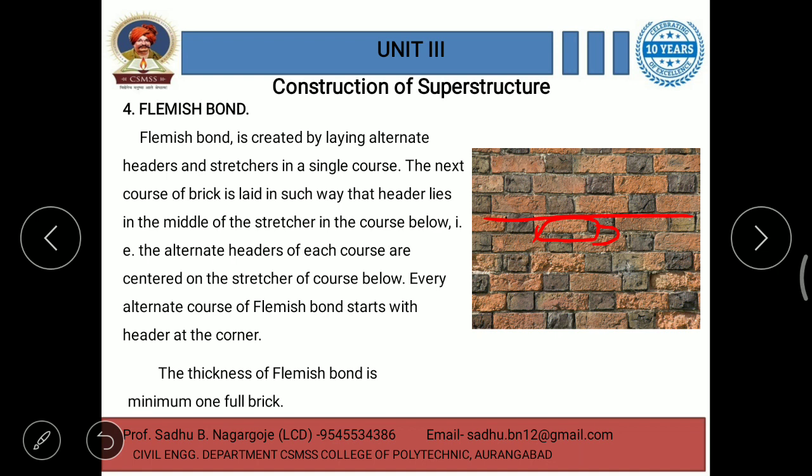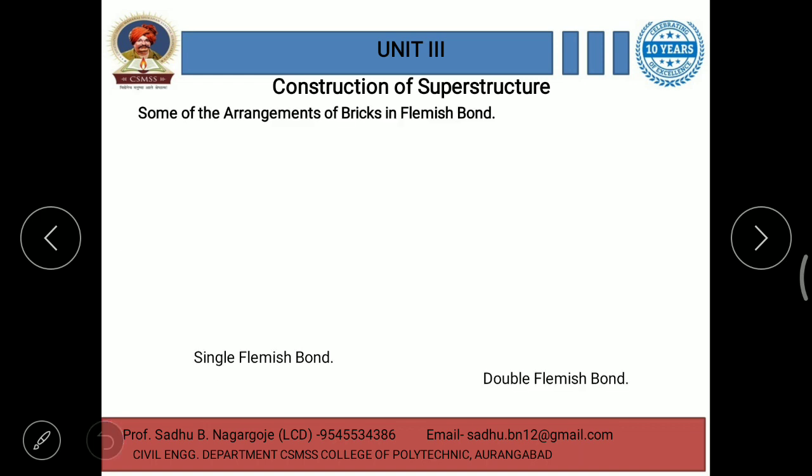Okay, every alternate course of Flemish bond starts with header at the corner. Okay, you can see at every corner there should be a header course. Okay, and each header should end at the center of the stretcher. The thickness of Flemish bond is minimum one full brick. Okay, this is again an important point regarding Flemish bond. The thickness of Flemish bond is minimum one full brick.